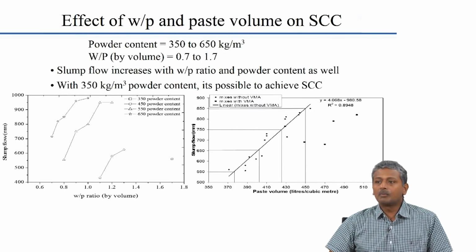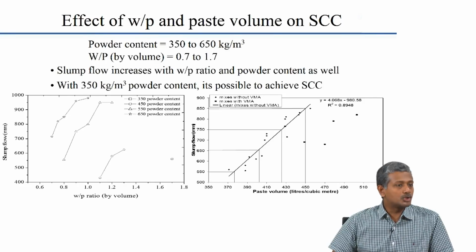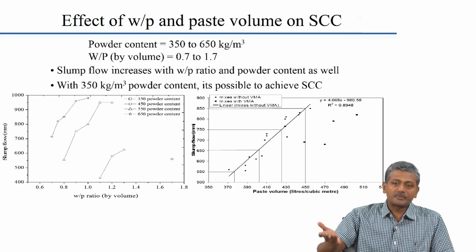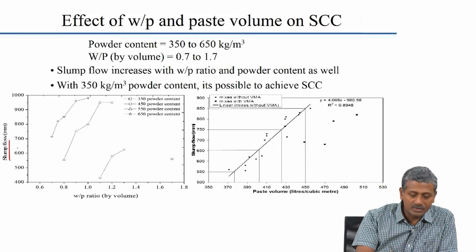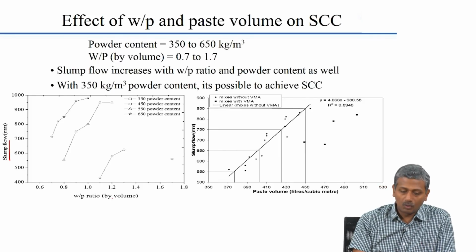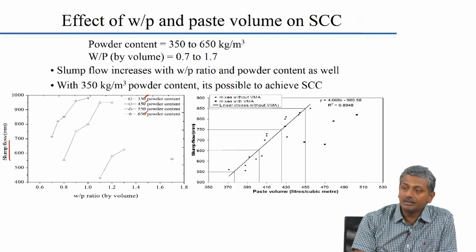Okay, so what about the effect of the water powder ratio and paste volume? Now you know very well that water to powder ratio, water to binder ratio, as you increase it, you expect the flowability to go up, right. So here what is plotted is slump flow versus the water to powder ratio by volume, and for different powder contents 350, 450, 550 and 650, these graphs are now created.